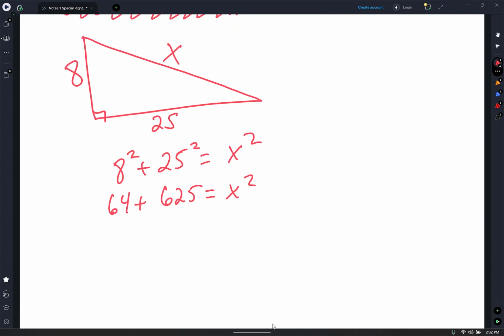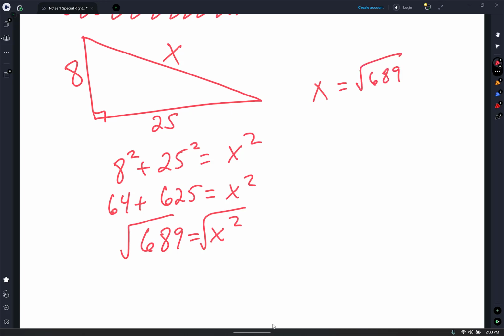Unless I did it wrong. 625, 35, 45, 56, 75, 85. What did I say it was? 689? 689 equals x squared. And I'm going to take a square root. And I don't know if that's a perfect square root or not. Let's find out. It's not a perfect square root. So leave it at square root of 689. Child, how did you know so fast? I didn't. I typed it in.